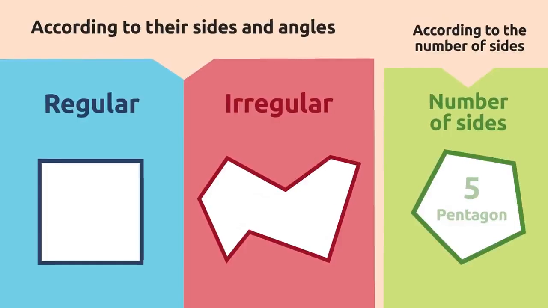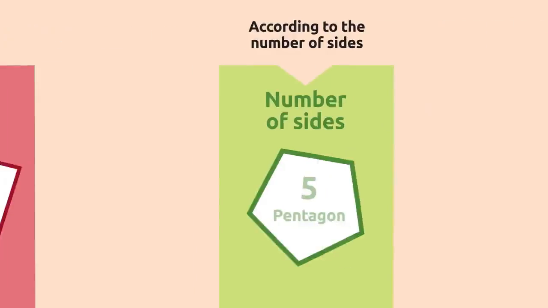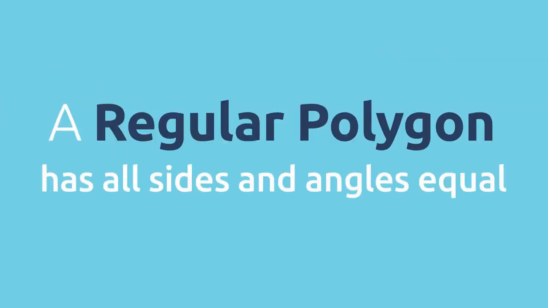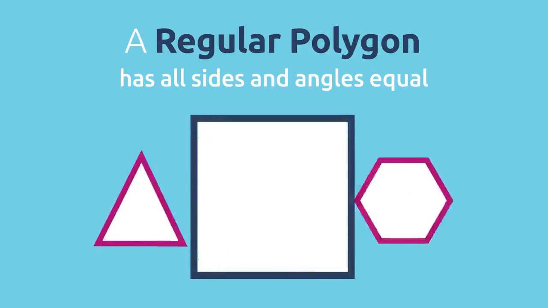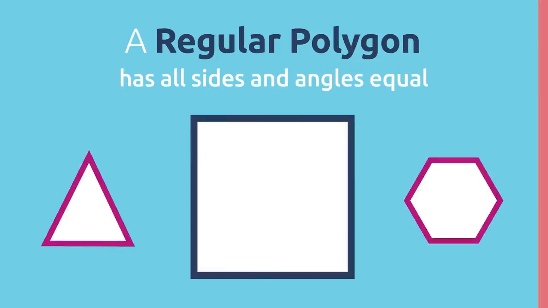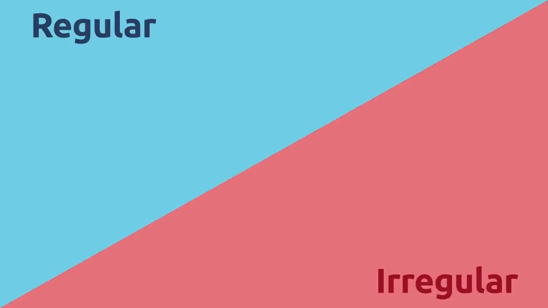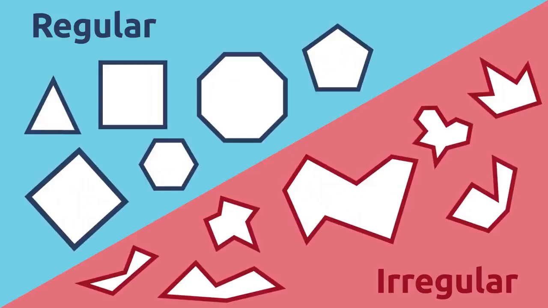We can classify them in different ways: regular or irregular, and depending on the number of their sides. A regular polygon has all sides and angles equal. An irregular polygon does not have all angles, nor all sides equal. Here you can see some examples of regular and irregular polygons. Polygons can also be classified depending on the number of their sides.